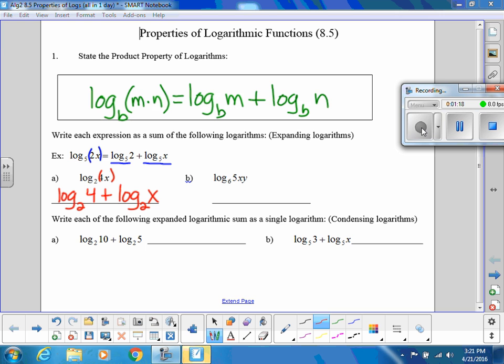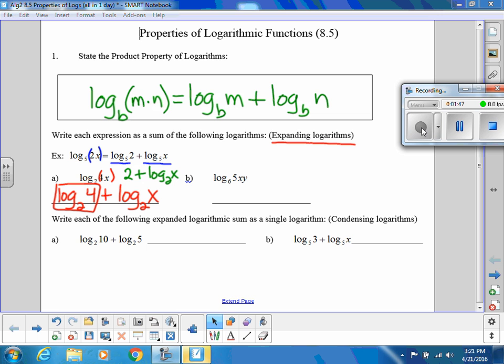So this is a perfect example of why we would want to do that. I can easily solve 2 to what power gives me 4? That'll be 2. So instead of writing log base 2 of 4, I could write this as, I'm running out of room, I'm going to write this in green up here, 2 plus log base 2 of x. So I've simplified that a little bit more by expanding that. By the way, this is called expanding a logarithm. So if you ever see directions that say expand it, you're using these properties to make it longer.